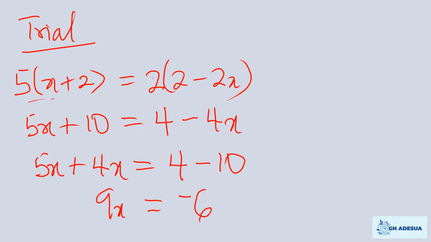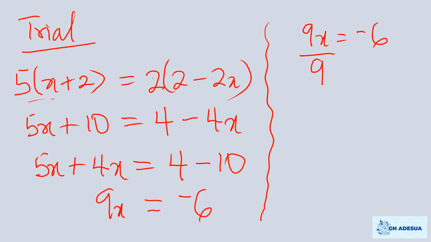Now, however, we want to make x the subject. So let me continue here. And at a point, you have 9x equal to negative 6. So how do we free the 9? Divide by 9. How do we free the x? Divide by 9. So we have 9x over 9 is equal to negative 6 over 9. This cancels out. You have x is equal to negative 6 over 9.